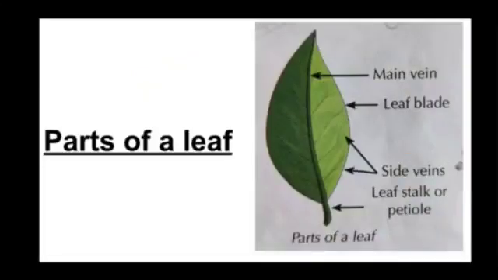Next is parts of a leaf. The broad part of a leaf is called a leaf plate. The main vein and side veins carry food and water in a leaf. They also support the blade. Leaves have stomata on their underside. Stomata are small pores that help the plants to breathe. These stomata take carbon dioxide from the air and give out oxygen. That oxygen we human beings and animals breathe, we inhale. The leaf stalk or petiole is the part that attaches the leaf to the stem.